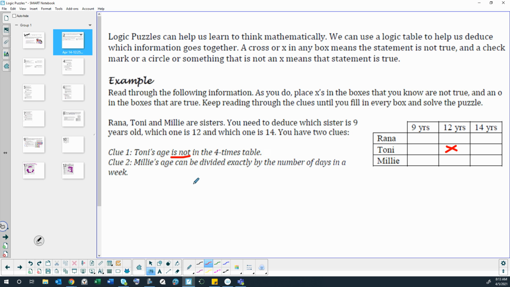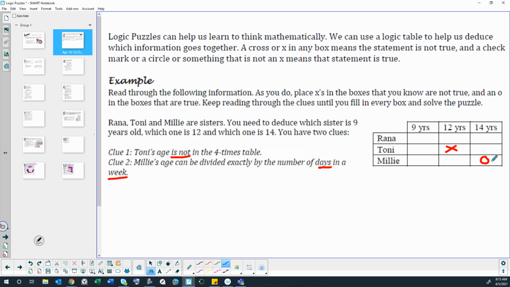Number 2. From clue 2, we know that Millie is 14 because it's the only number divisible by 7. Put an O in the box that contains Millie's row and 14 years. So 14 is the only number that's divisible by 7, and that's the number of days in a week. Okay, so those are the 2 things we know from reading the clues.